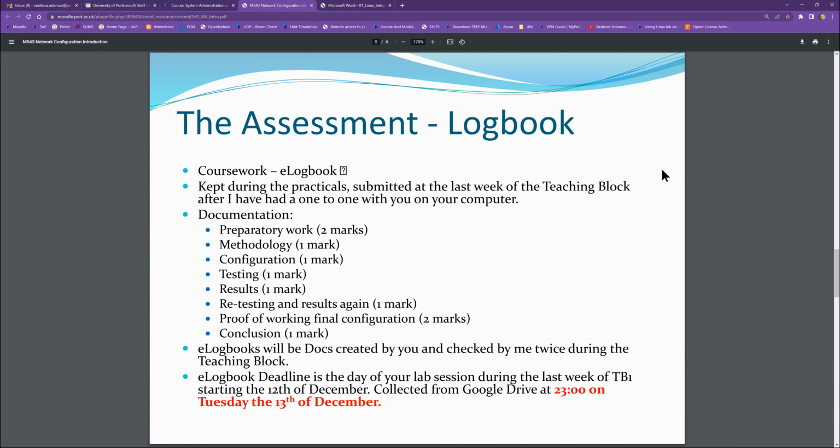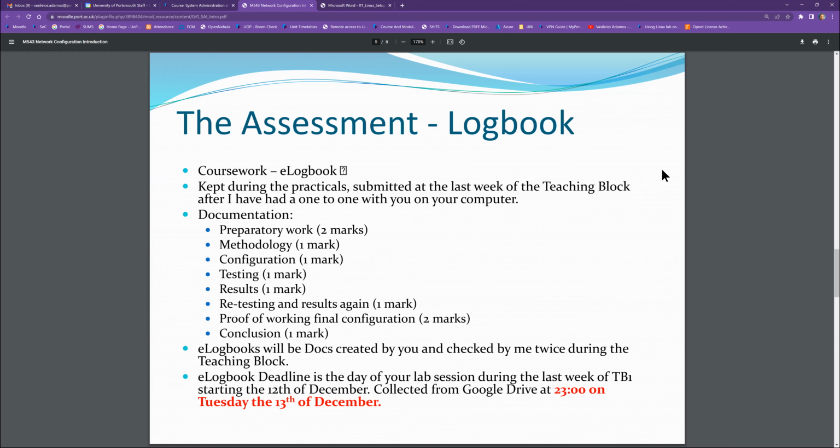And there's proof of working final configuration. So a screenshot basically showing that, yes, the thing worked. I can ping Google, or I can ping one of my virtual machines by name and so on. And there's a conclusion, which you can write at home if you like. So, you know, this lab was very interesting, I learned how to do this or that, or this lab was useless, I didn't learn anything. We'll leave it up to you.